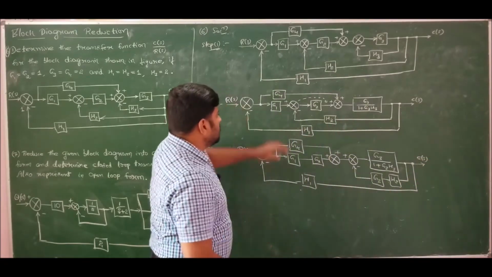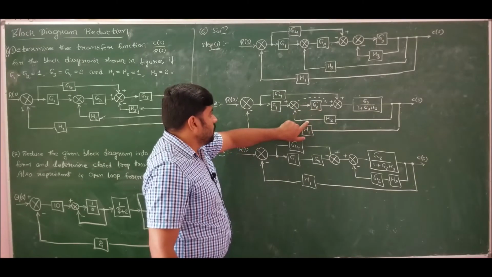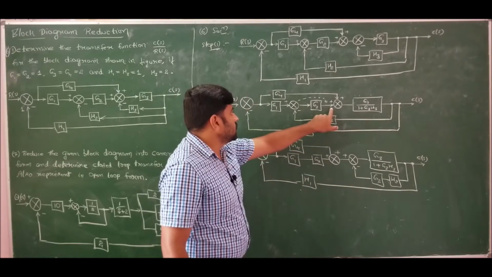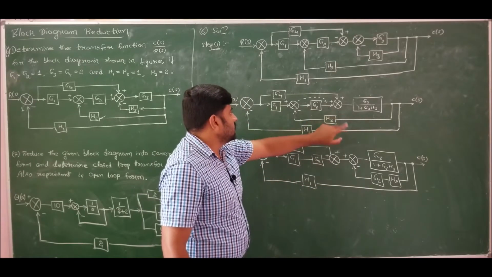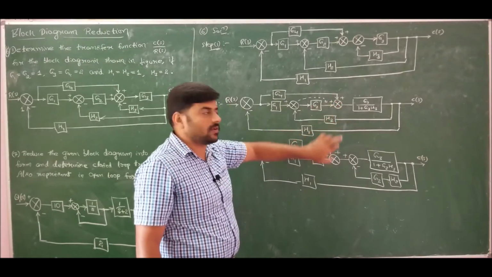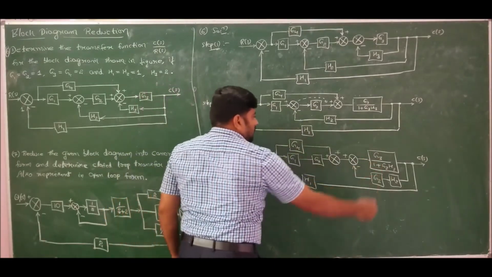Just what I did is that I shifted the summing point in front of G2, hence I should add G2 to this feedback line H2. I have done that and I have interchanged the positions. Shifted and then interchanged the positions, because interchanging of summing points will not make any difference. That is our first rule. So now this is completely solved. This is also completely solved.